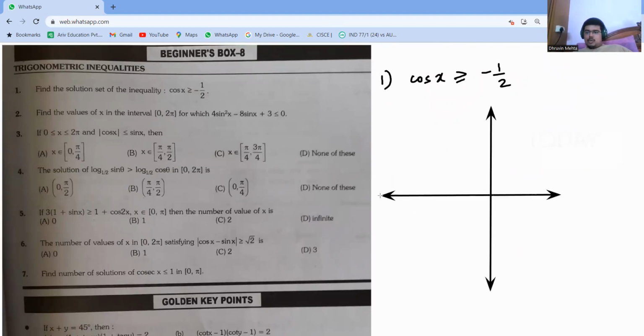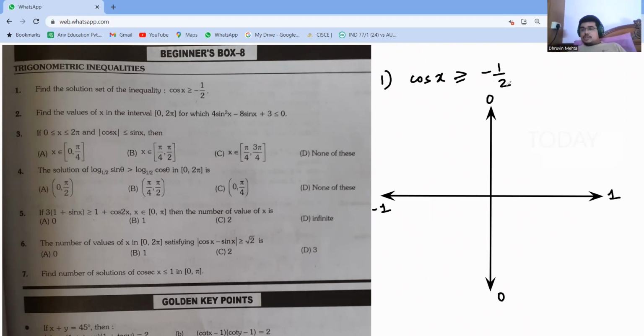See, for inequalities, Arush, Trisha, Muskan, you should know the trend of sine, cos, tan and all the values. When I say trend, what do I mean? Now in this sum we are discussing cos, so let us think about cos. What do we know about cos of 0 degree? It's 1. What do we know about cos of 90 degree? It's 0. Cos of 180 will be minus 1. Okay. So cos x is greater than or equal to minus half.